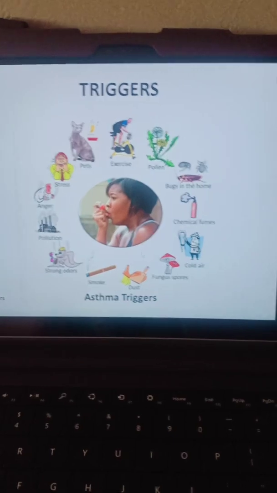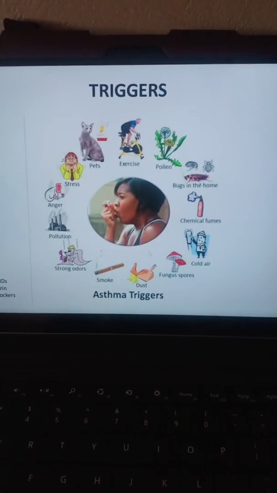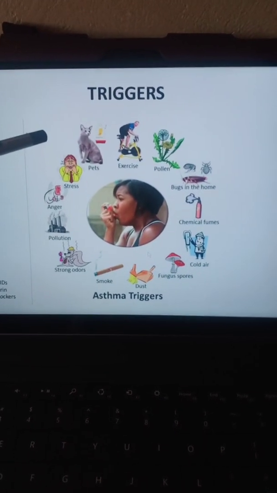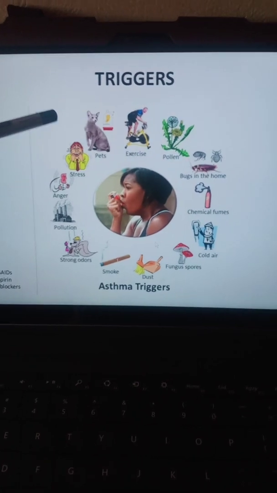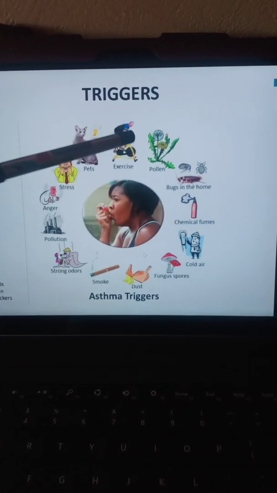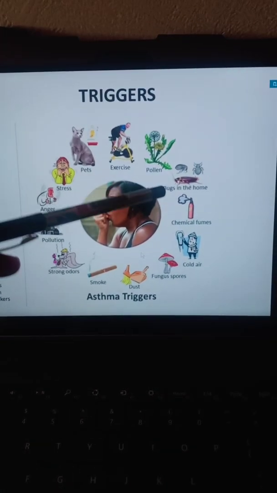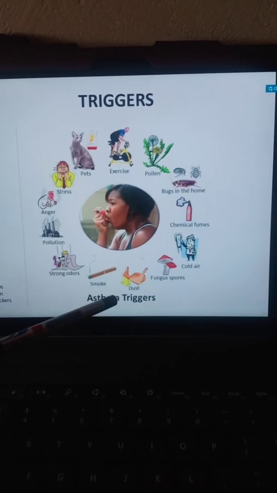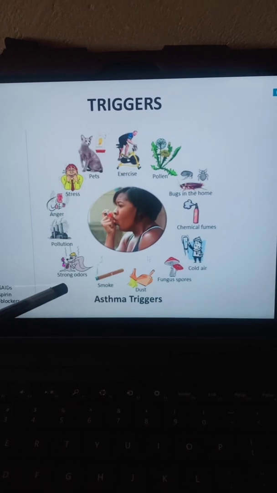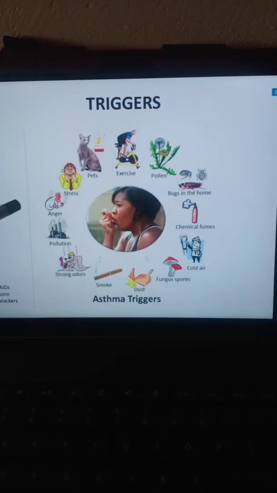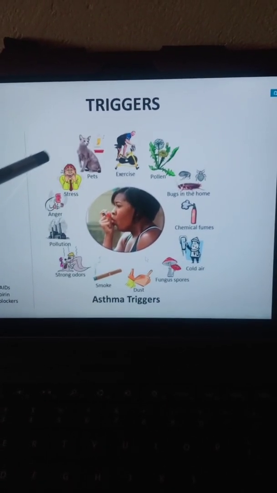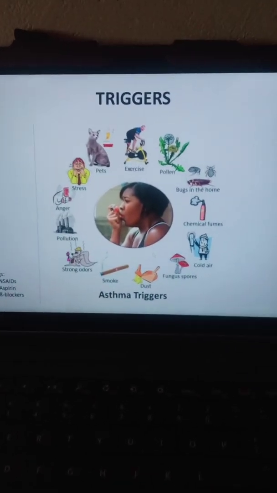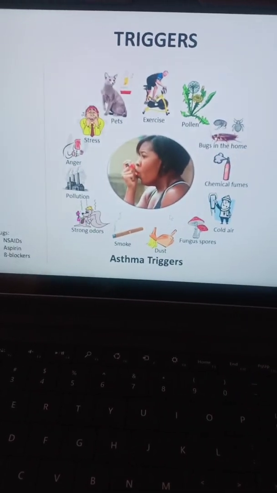Now what are the triggers of asthma? So the triggers are here. There are pets, exercise, pollen, bugs in the home, chemical fumes, cold air, fungal spores, dust, smoke, strong odors, pollution, anger, stress, pets. Fine. So there are a number of triggers which can lead to asthma.